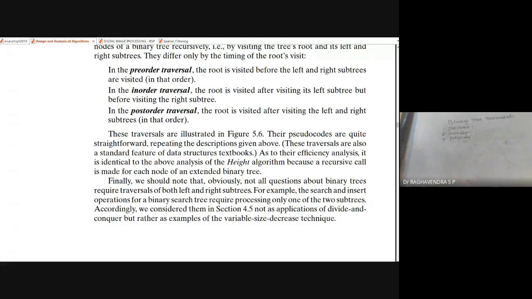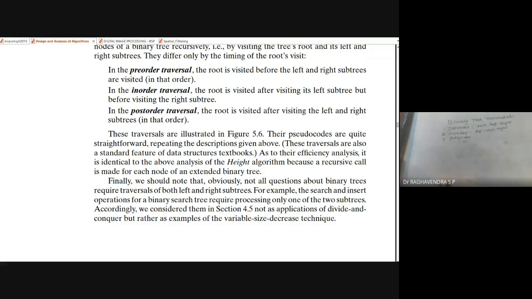In pre-order traversal, the root is visited before the left and right subtrees, meaning first we go to the root, then we will go to left, then we will go to right. So this is pre-order. Similarly, in in-order, the root is visited after visiting the left subtree, but before visiting the right subtree. So after left, we are going to visit the root. Then we have the right.